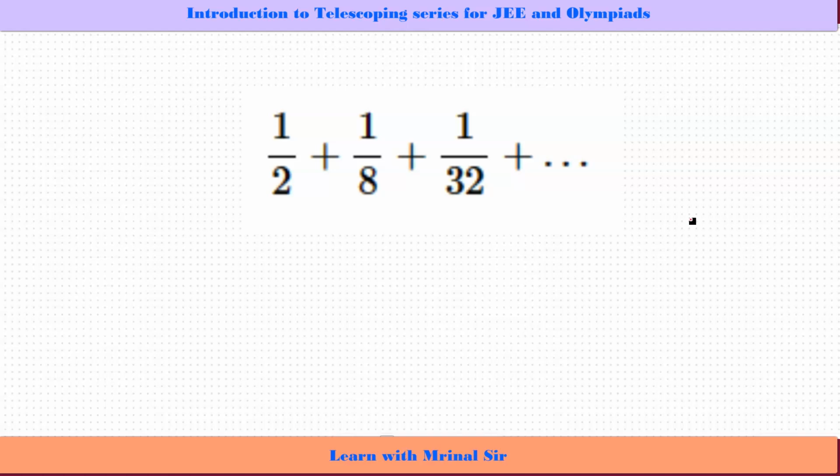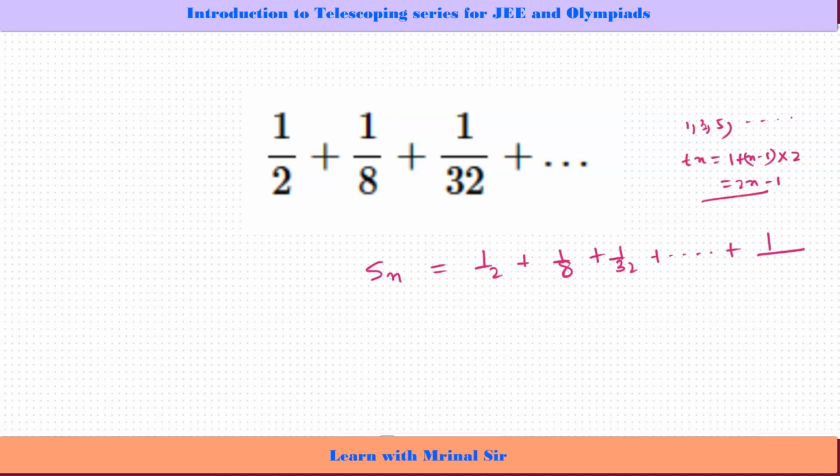So for this one also, you write Sn in this form, that is half plus 1 by 8 plus 1 by 32 plus 1 by, this is what, 2 to the power 1, 2 to the power 3, 2 to the power 5. It will be 1, 3, 5, its nth term. This is another arithmetic progression. Its Tn is 1 plus n minus 1 into d. This is nothing but 2n minus 1. So this last term is going to be 2 to the power 2n minus 1.